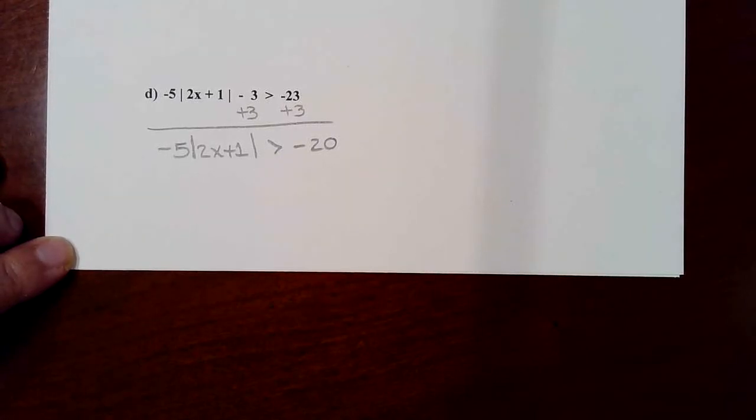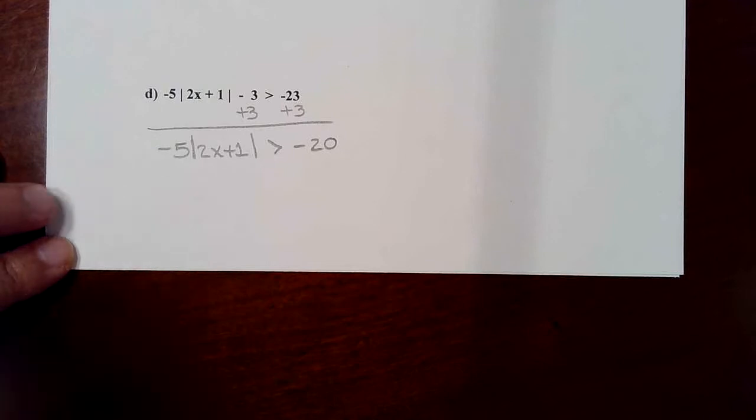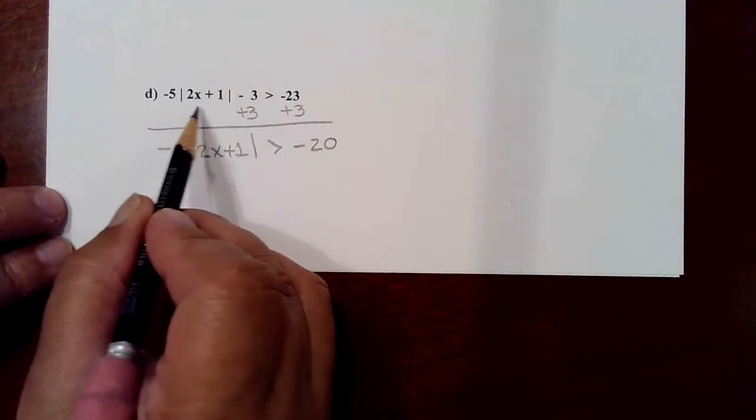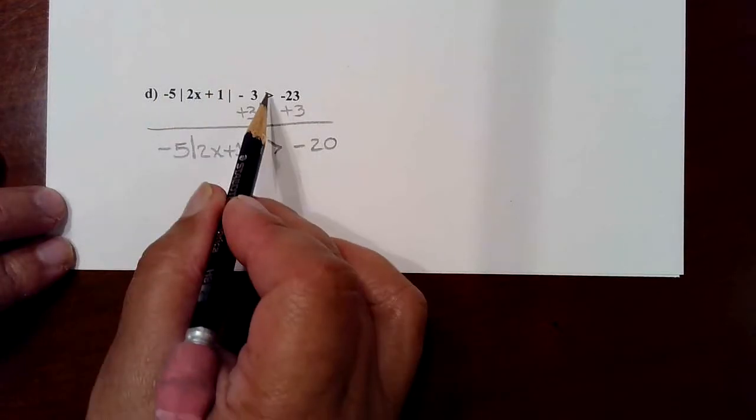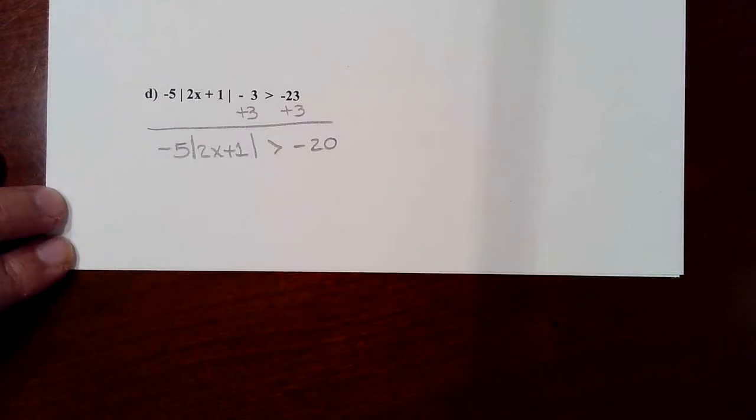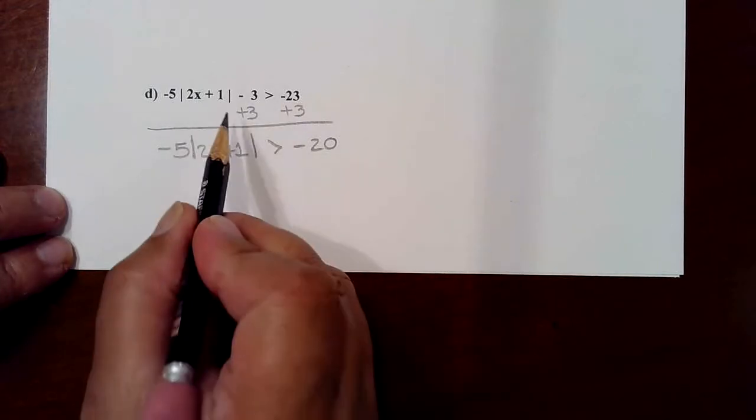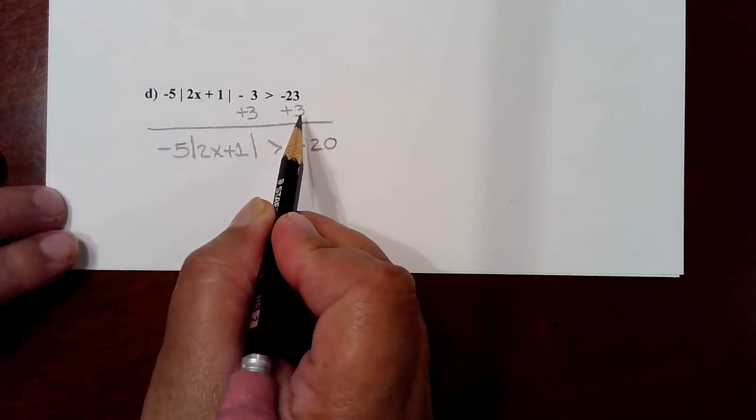Okay, this is a continuation of section 1.7 for MAC 1105. We were on part D, and we were talking about the need to isolate the expression in the absolute value bars before deciding which case you're in, because which case you're in dictates what setup you're going to use for the absolute value inequality.